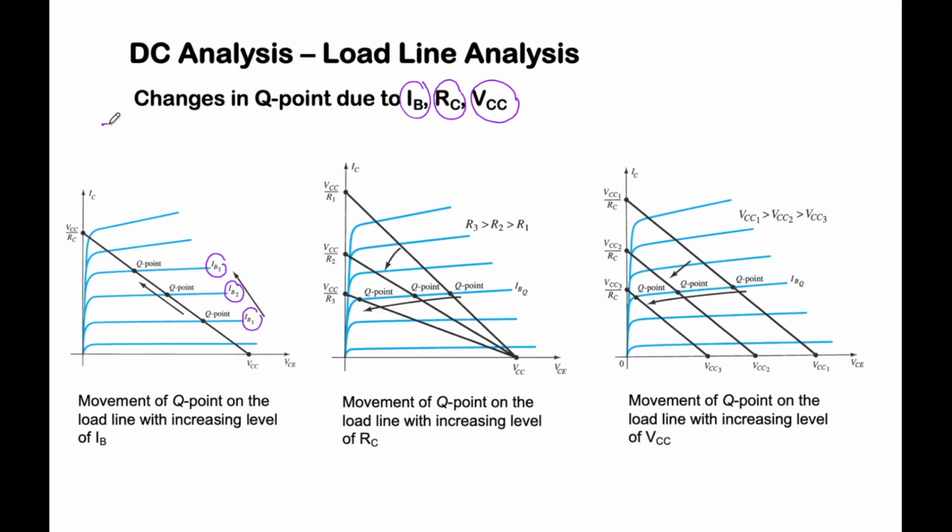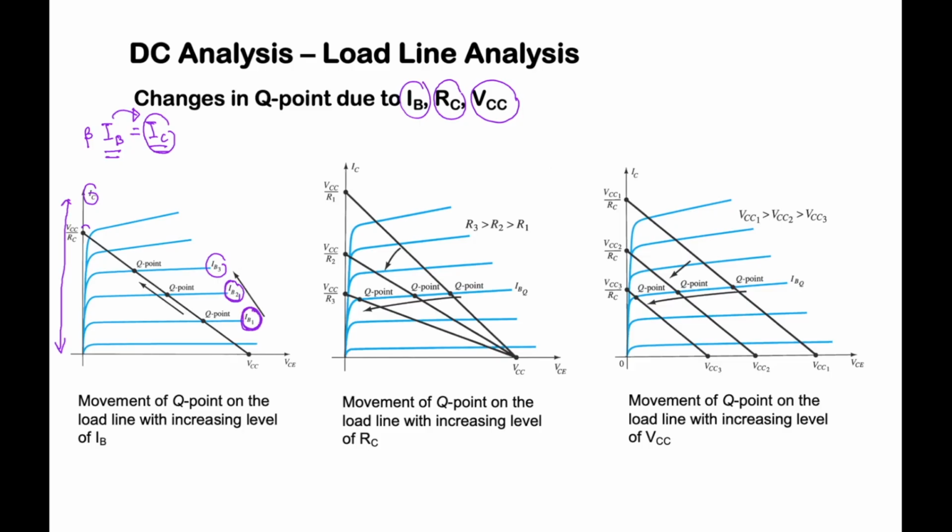So when our IB is changing, let's say you change the value of IB. We need to relate back to the equation that we have learned before: beta IB is equal to IC. So what will be affected when your IB is changed? Your IC will be changing as well. So IB will affect the value of the collector current, so your IC will change. Therefore, your position on the y-axis will be changed.